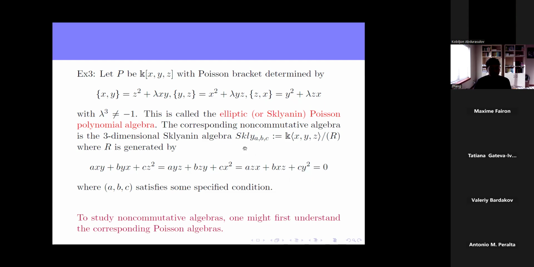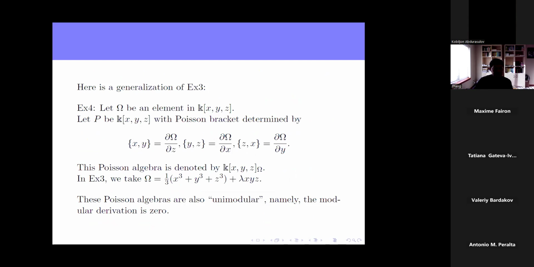So just keep in mind that if we have a Poisson algebra, there should be a non-commutative algebra, and vice versa. For a non-commutative algebra, maybe there should be a Poisson algebra there. So to understand the Sklyanin algebra or elliptic algebra, maybe it's a good idea to first understand the corresponding Poisson algebra. We can extend this example to a higher degree version. We let omega be an element in the polynomial ring of 3 variables. Then we can define the Poisson bracket determined by these. In the previous example, we just took omega to be this element, and in general, omega can be any element. So this will be a Poisson algebra.